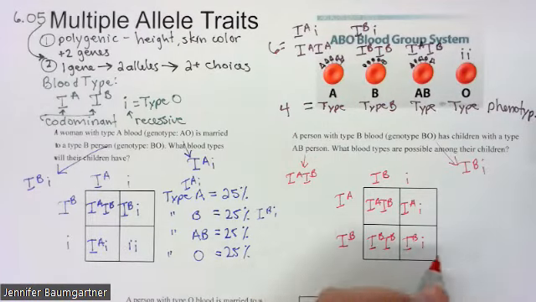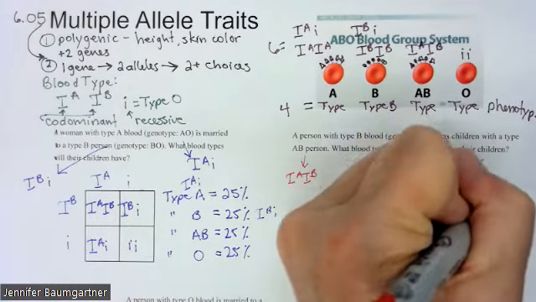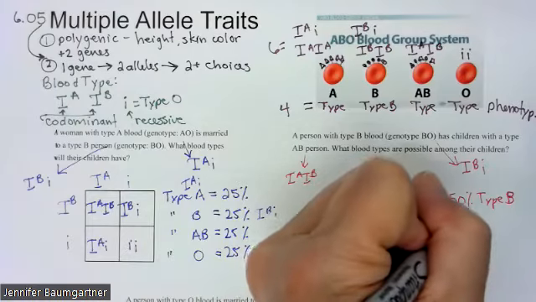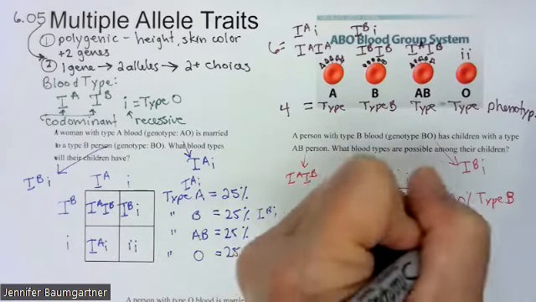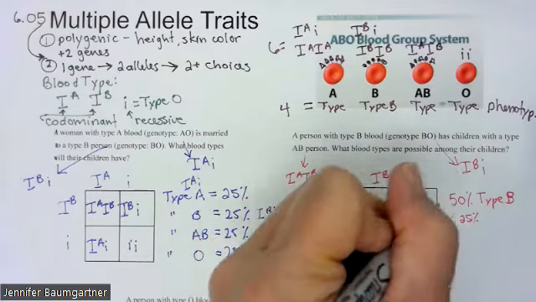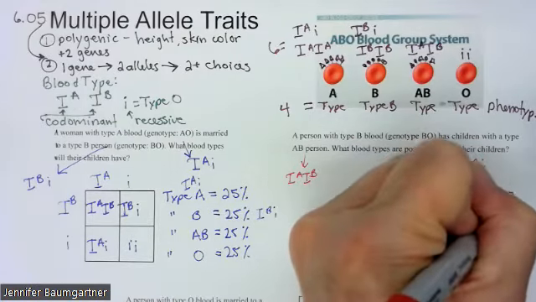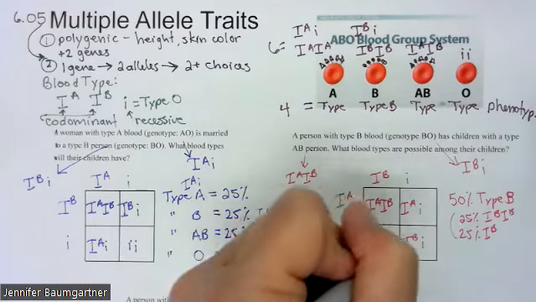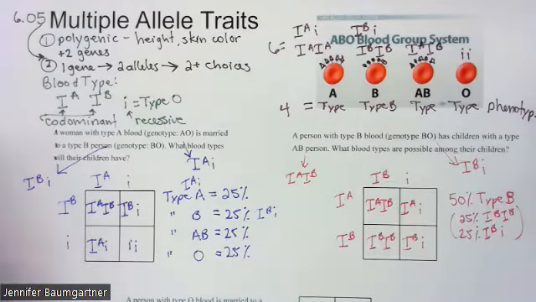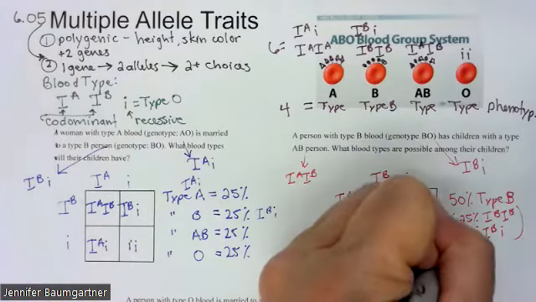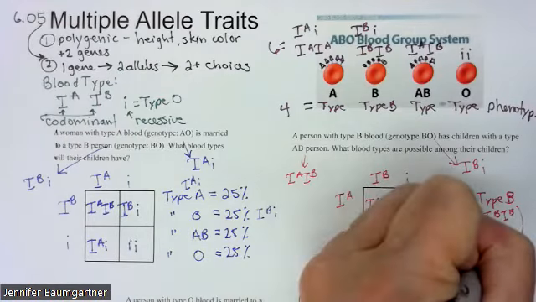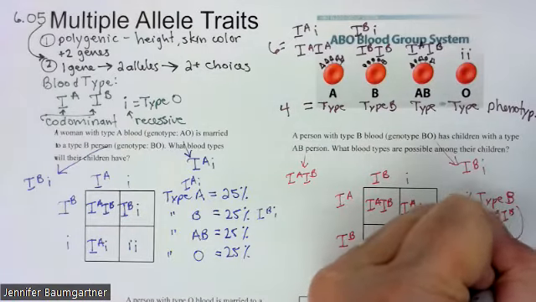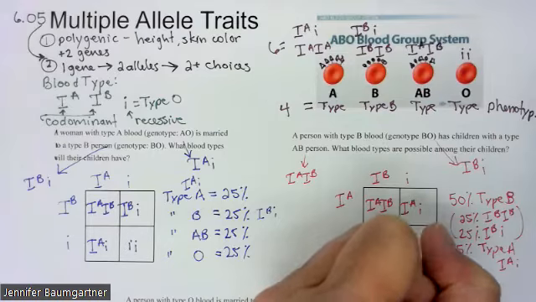So what is my result? Well, 50% of my offspring are going to be type B. And of these, 25%, so it's 25% of the total. If you take this 50%, you'll have half and half, are going to be homozygous dominant. And half of them of the whole is going to be heterozygous. I'm going to have 25% type A, and that is heterozygous. And I'm going to have 25% AB.